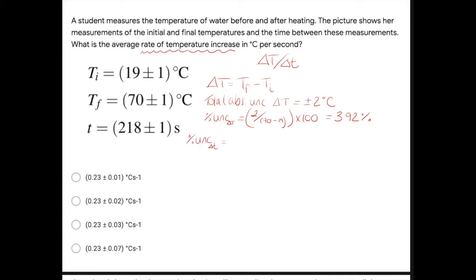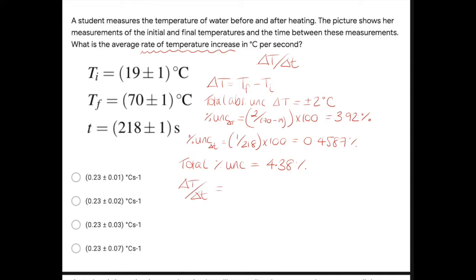What we now have to do is work out our percentage uncertainty in delta small t. So same way, absolute divided by the actual value multiplied by 100, giving us a percentage uncertainty here of 0.4587%. So when we then add those two percentage uncertainties together, the total percentage uncertainty is 4.38%.